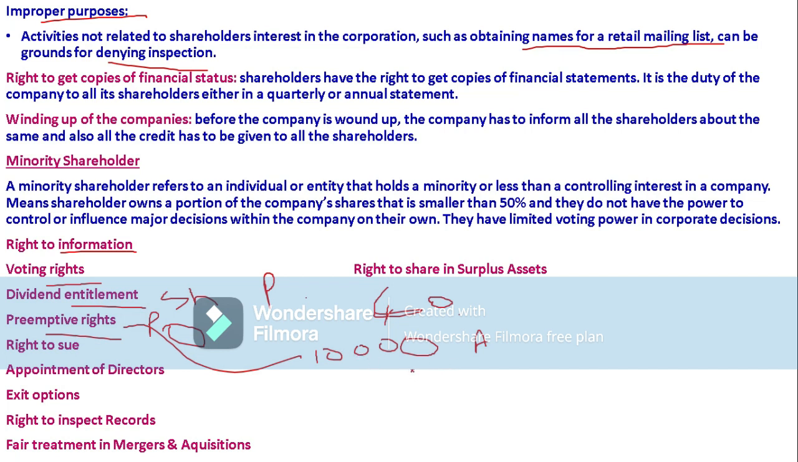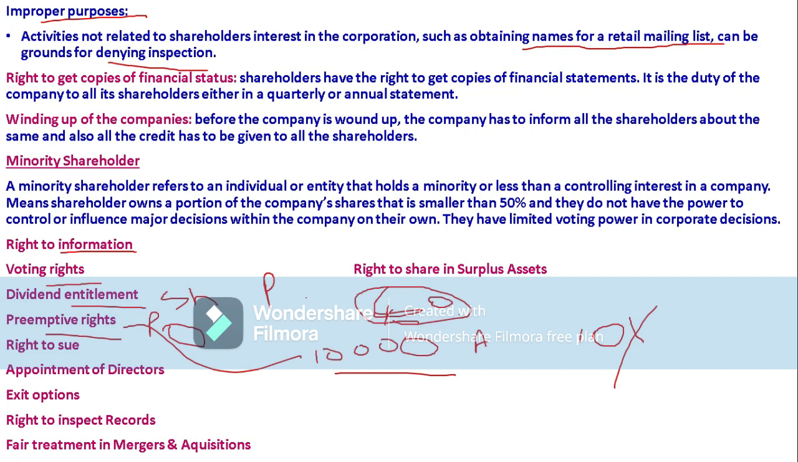On what basis will those shares be given? For example, here the person is having 10,000 shares in 1 lakh shares, means 10% of shares in the company. The newly issuing shares are 40,000, so on this 40,000, 10% has to be given to this person. 10% of 40,000 means 4,000 shares should be given to this person, so altogether 10,000 plus 4,000, this person will possess 14,000 shares. So this is about the preemptive rights, means purchasing the shares.